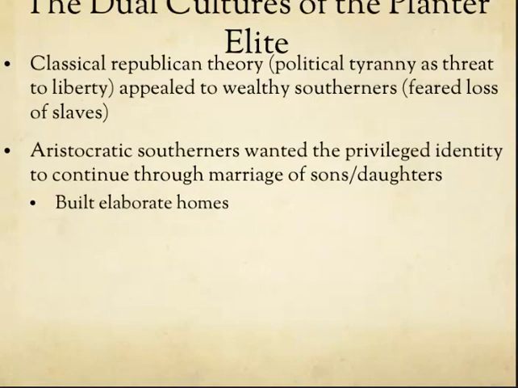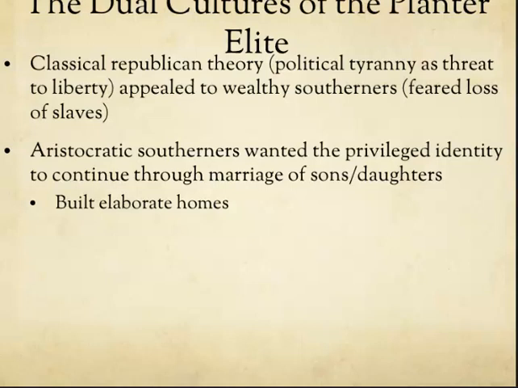Now, you also had the classical Republican theory, which held that political tyranny is a threat to liberty. This was the idea that politics and overpowering government were going to take away their freedom. And it appealed to the wealthy Southerners because they feared their loss of slaves. And they knew if they lost their slaves, their life would not be the same anymore.